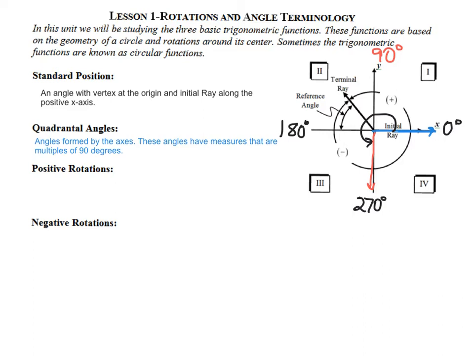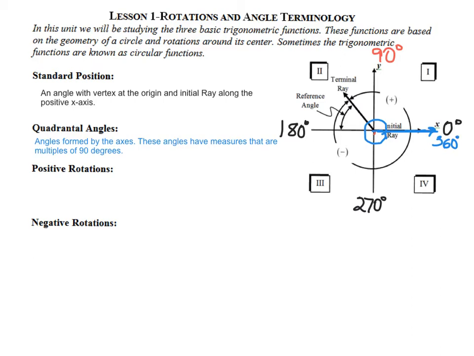Continuing around the circle, I can, once again, make my initial ray along that positive x-axis and continue all the way around once, making the terminal ray also there. So this time my angle is a complete circle, so that makes 360 degrees.